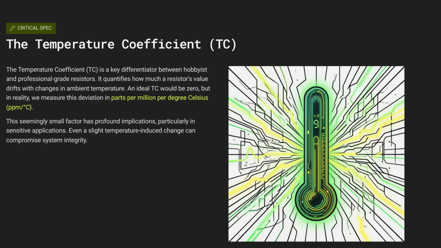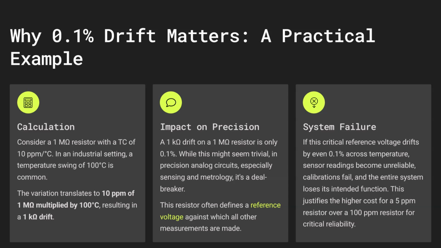Let's do the math on that because this is where the implications really hit home. So take a 1 megaohm resistor with, let's say, a pretty good 10 ppm per degree C. Okay. What happens if the operating temperature varies by 100 degrees Celsius, which is pretty common in industrial settings? Right. So the variation works out to 10 ppm of 1 megaohm multiplied by that 100 degrees of variation. It comes out to 1 kilohm of drift. Now, you might initially think, wait, a 1K drift out of a 1 megaohm, that's only 0.1%. It sounds trivial. Why would that specifically ruin your design? That's the perfect question. Why is 0.1% a deal breaker? So why is it?